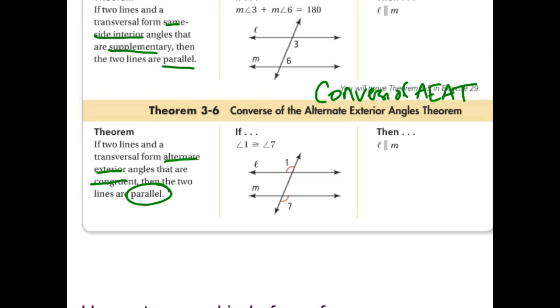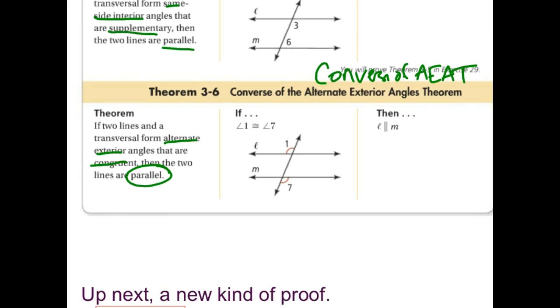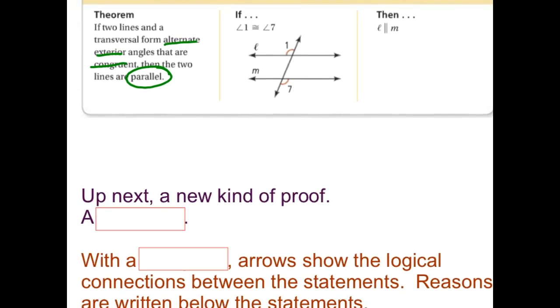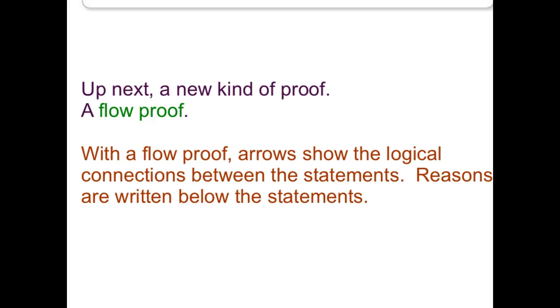All right, so we're going to start off using these in some proofs. We're actually going to prove 2 of them to be true. And as we do that, we're going to talk about a new kind of proof called a flow proof. So a flow proof, rather than having your 2 columns or a bunch of sentences, we're going to use boxes and arrows. We're going to use arrows to show those logical connections we're making. And we're going to set it up a little bit differently. We're going to write the statement with the reason right below it instead of next to it.